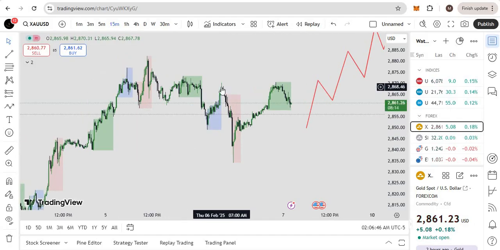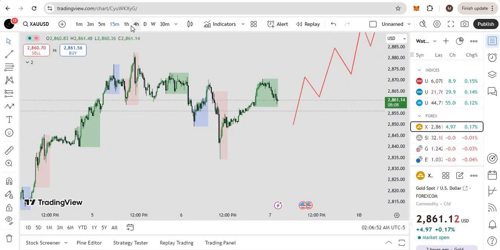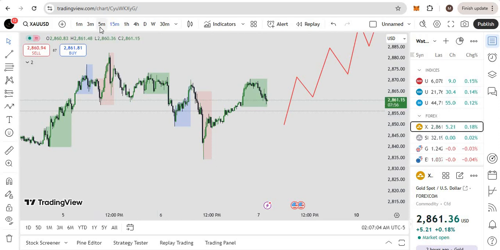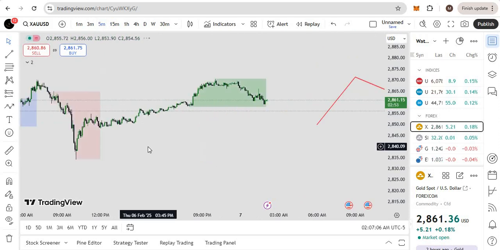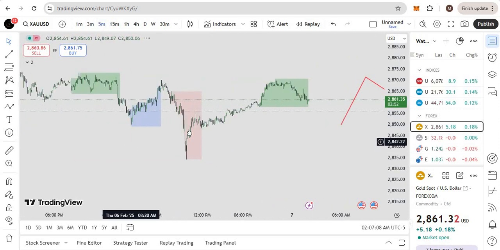Here we have a 15-minute time frame. You can find this on any time frame, 1 minute, 1 hour, 5 minute, 15 minute. When your entry time frame is that, you will find the pattern on that time frame. So if we go to 5 minute, you will see.